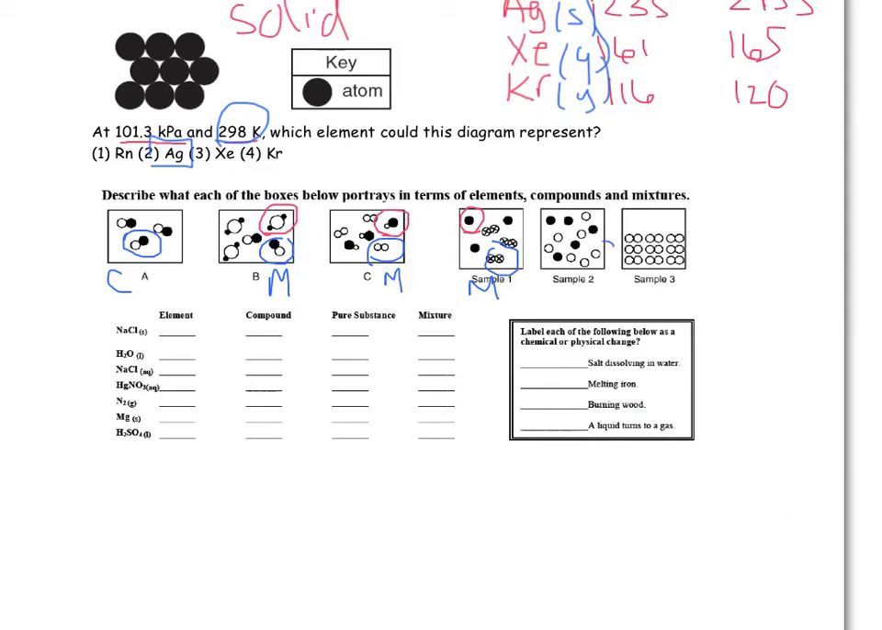So we have these open circles here. That is one element. They're not bonded to anything. And we have the closed circles. So again, here we have another mixture. And then lastly, you can see that we have this duet of atoms together, all one kind of atom. So here, what we actually have is an element.